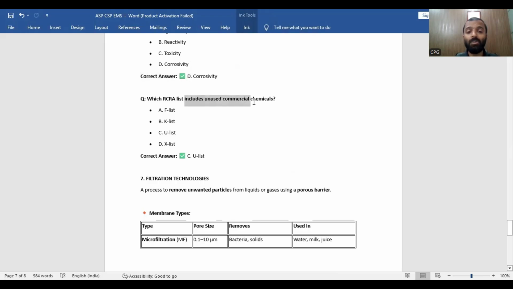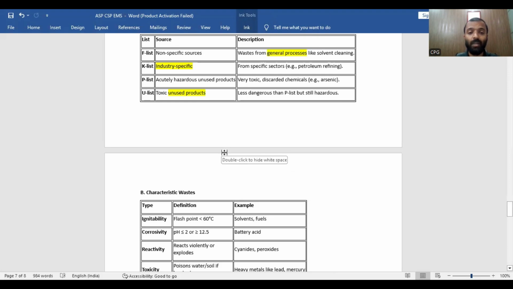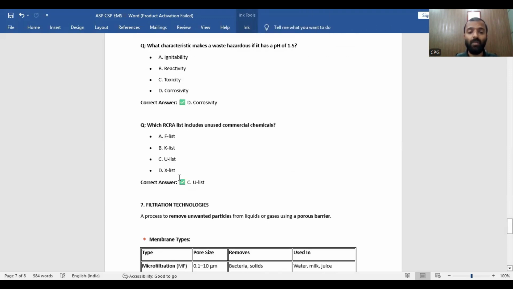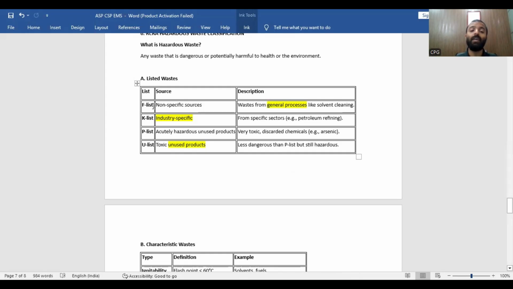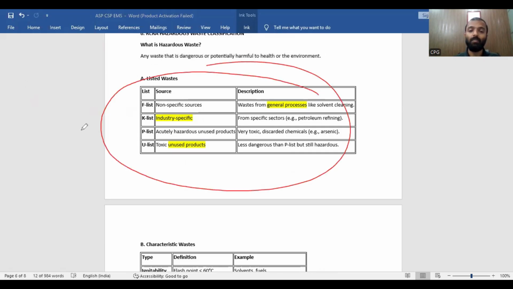What is RCRA list? It includes unused commercial chemicals. Unused commercial chemicals means what? We have already discussed: unused products are U list. K list is industry specific. F list is general. So this is very important. Please read this and memorize it.